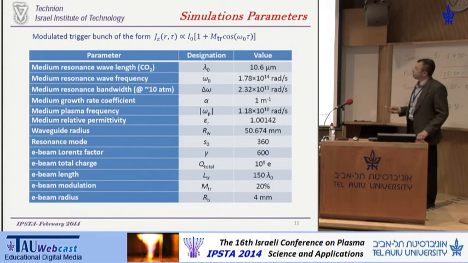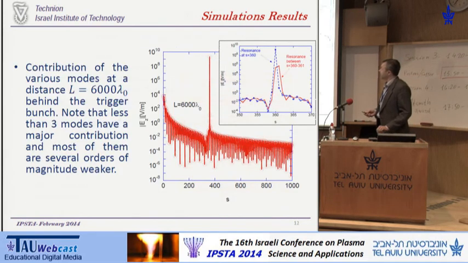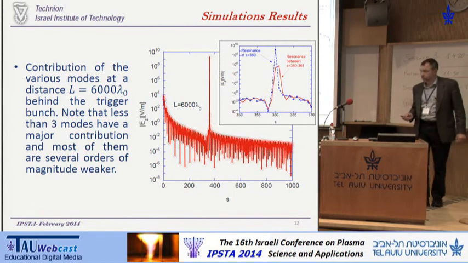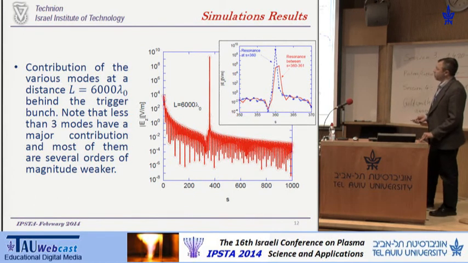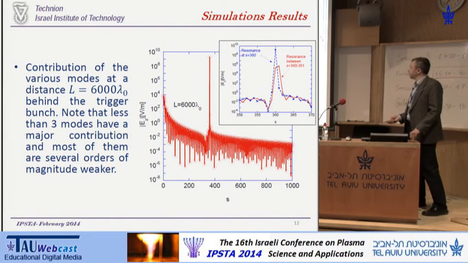360. What is important is that the trigger beam is modulated by 20% in density at the resonant frequency of the medium, omega 0. So this is the spectrum for the wake at a distance of 6,000 lambdas behind the triggering bunch. In total, 2,000 modes are considered, and you can see clearly that the resonant mode 360 is about 5 orders of magnitude above any mode consistent with which built the wake.